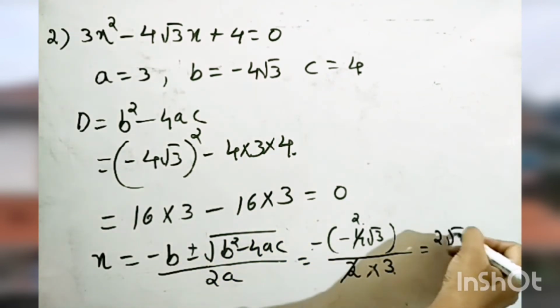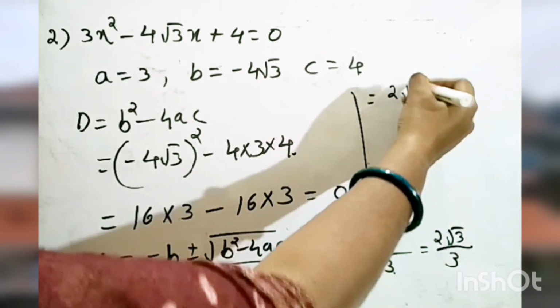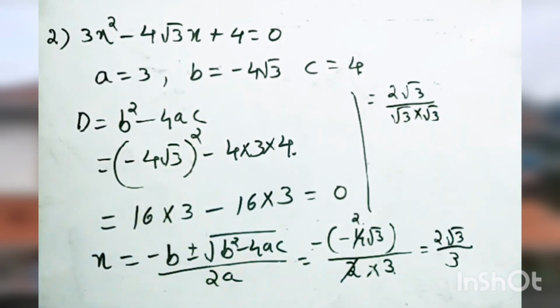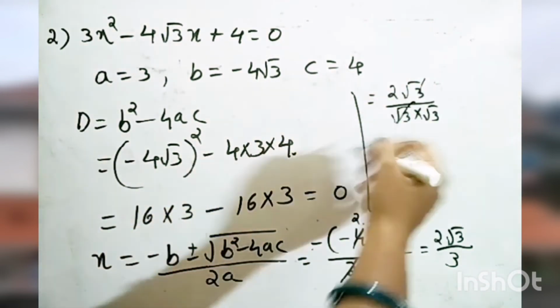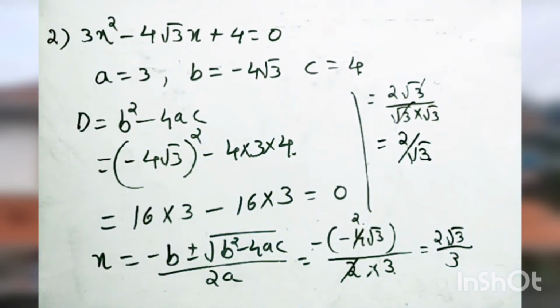So 2 root 3 by 3, or we can write it as 2 root 3 divided by root 3 into root 3. Cancelled. Then we will get 2 by root 3. Here the conclusion is b square minus 4ac is equal to 0. We have two equal real roots, and those two equal real roots are 2 by root 3 and 2 by root 3. Next one.